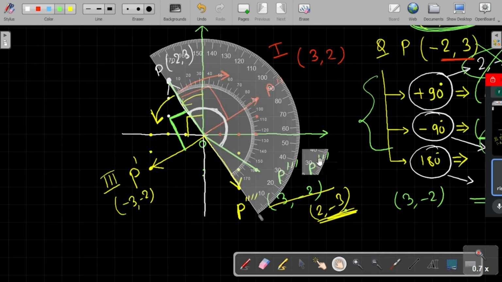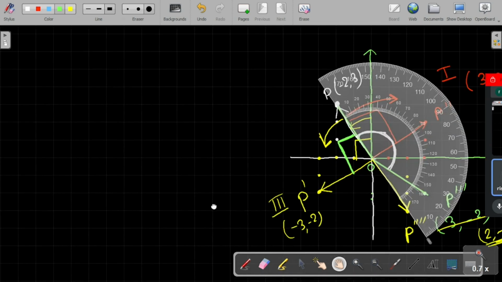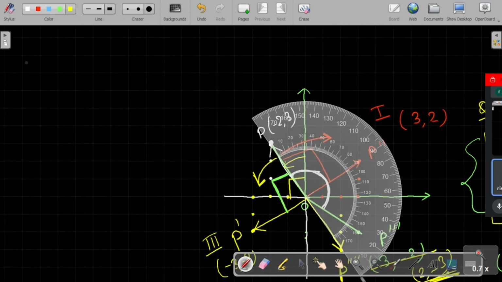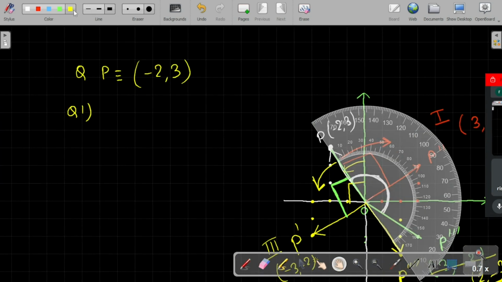Okay. Now, with the same question, what was my question? My question was point P is minus 2 comma 3, and I have to rotate it about the origin through plus 90-degree. So to rotate about the origin with plus 90-degree, what's the transformation matrix? Do you know?